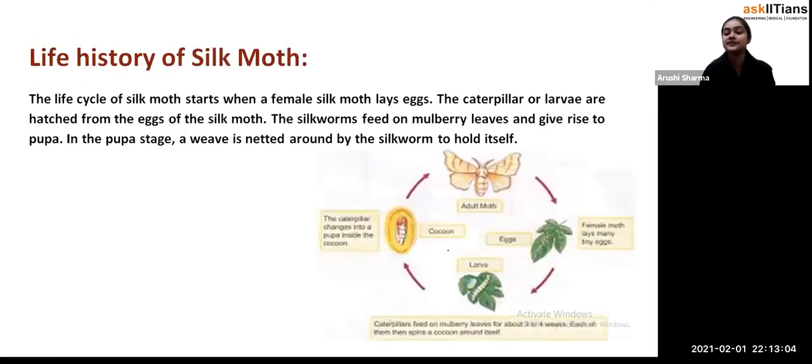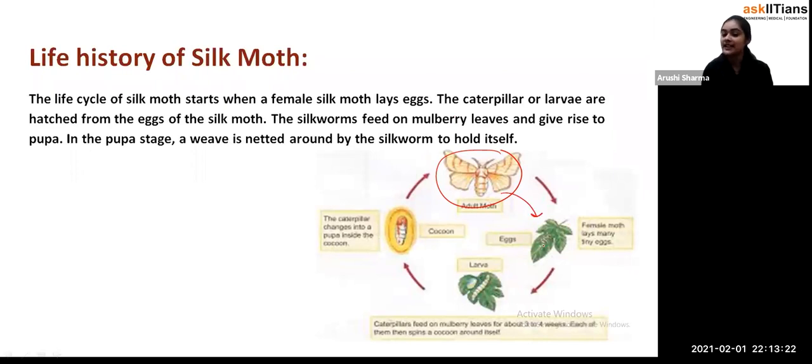Now this is the life history of the silk moth, which you are looking at in the video. Now you are having a clear idea about it. See, first of all, there is the silk moth, the adult moth, you can say. This adult moth lays the eggs on the mulberry leaves.